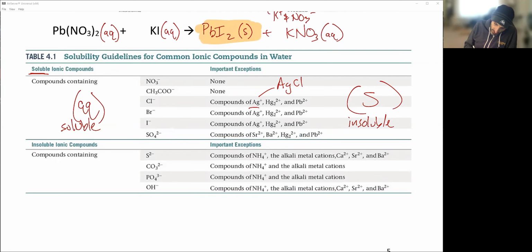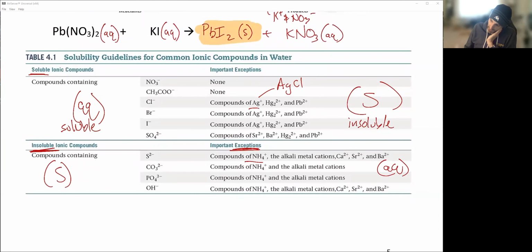Now we have insoluble ionic compounds. Again, we're looking at the anions, and basically everything here is going to form a solid, except with these exceptions over here, these are all going to be aqueous. So we're going to look at the ions. If we recognize that they're soluble, then we check the chart and notice it's kind of limited. The exceptions are compounds of NH4 and the alkali metal cations. So you'll notice that all of those have those.